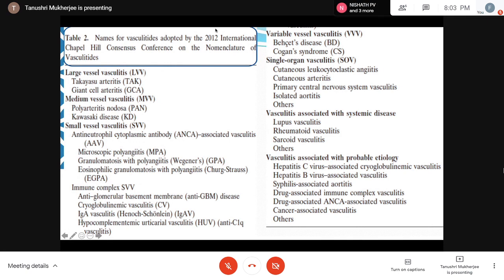then the immune complex mediated like the anti-glomerular basement membrane disease, then the cryoglobulinemic vasculitis, Henoch-Schonlein and hypocomplementemic urticarial vasculitis. Then there are the variable vessel vasculitis like Behcet's and Cogan's syndrome, single organ vasculitis like the cutaneous leukocytoclastic angiitis, cutaneous arteritis, CNS vasculitis and isolated aortitis. Then vasculitis associated with systemic disease like lupus vasculitis, rheumatoid vasculitis, sarcoid associated. Then when there are certain etiologies like hepatitis C virus, B virus, syphilis associated, drug associated, neoplastic or cancer associated, radiation associated.